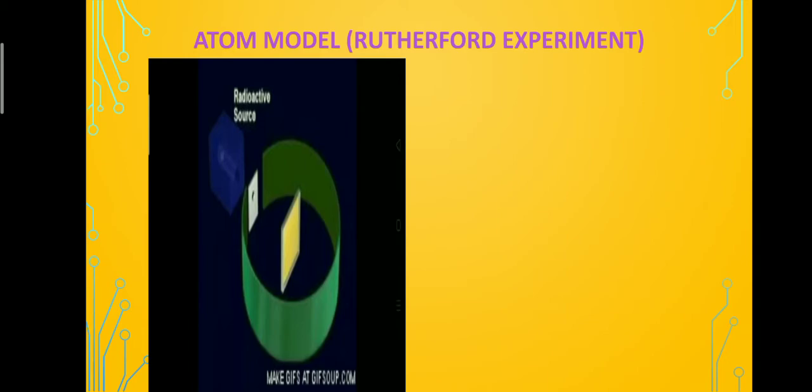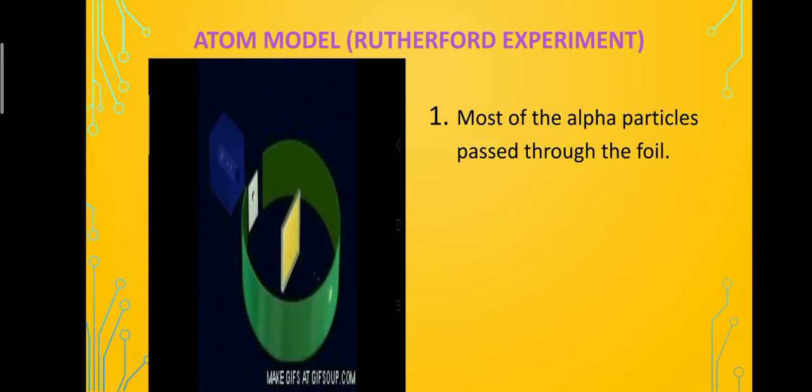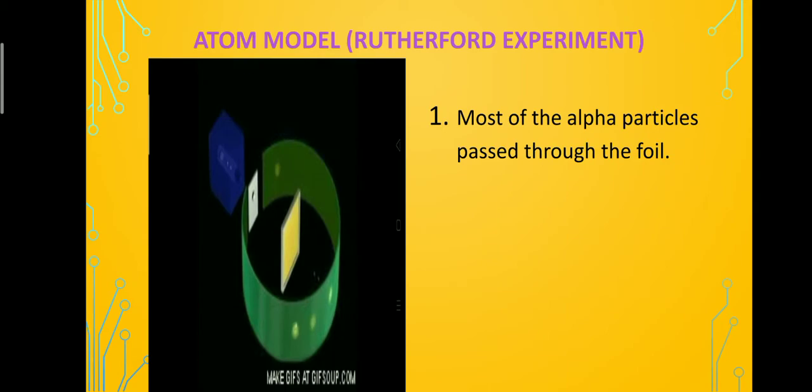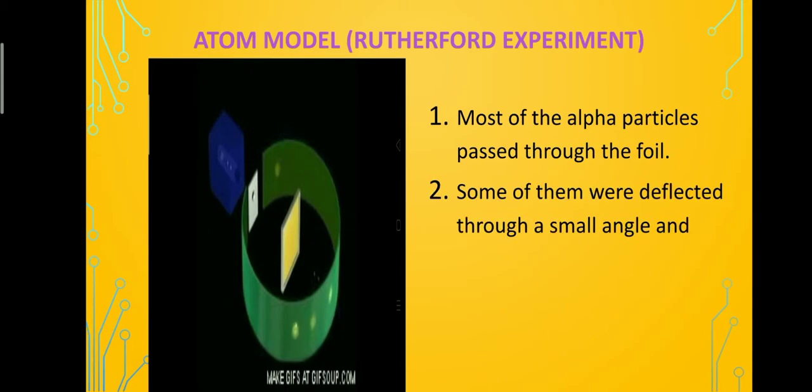I'll just play the video, and you can see the experiment. He was bombarding the gold foil, the yellow one here, with alpha particles. While bombarding it, he observed three things. What are they? The first one is that most of the alpha particles pass through the foil straight away, and some of them are deflected through some angle.